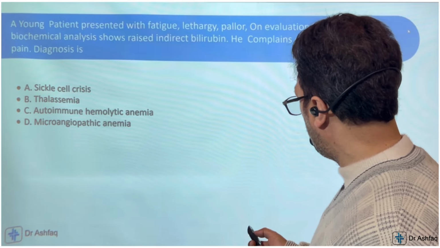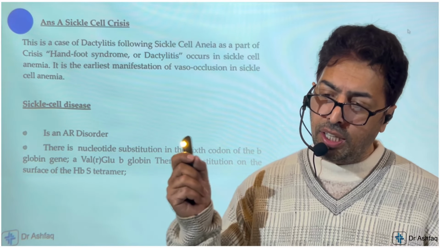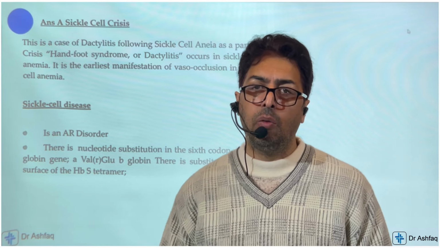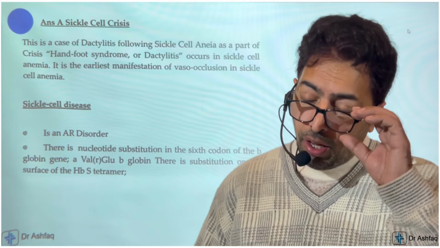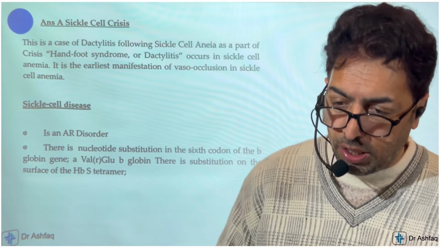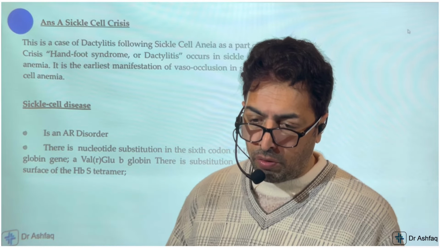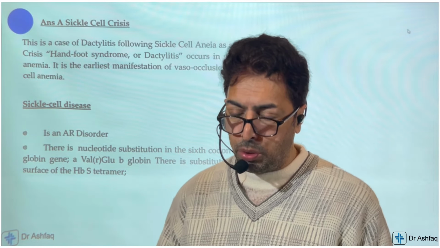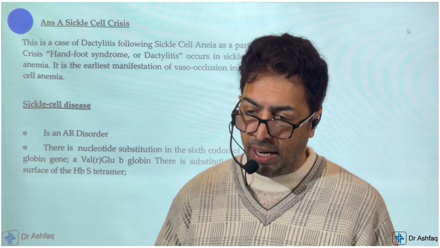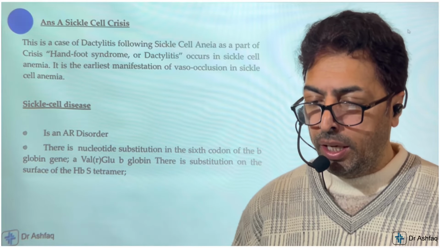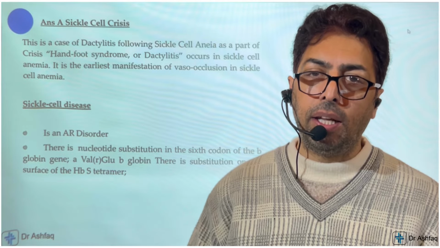pallor, hemoglobin is low. And you know that there is one important clinical entity which is sickle cell disease. And sickle cell disease characteristically presents with sickle cells. And you know the basic biochemical abnormality is that it is an autosomal recessive disorder characterized by nucleotide substitution in the 6th codon of the beta globin chain. So there is a substitution over here, and patients can present with something which we call dactylitis or hand-foot syndrome, in which there can be occlusion of the vessels supplying the digits.